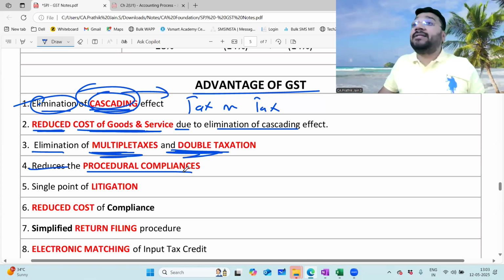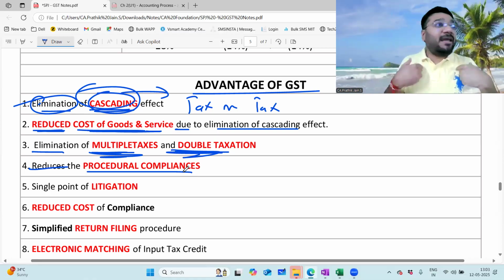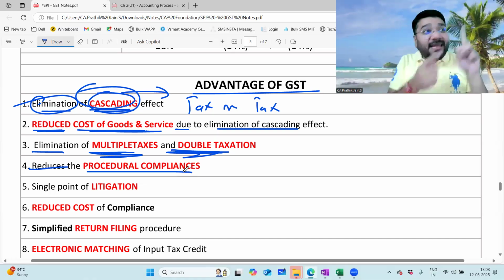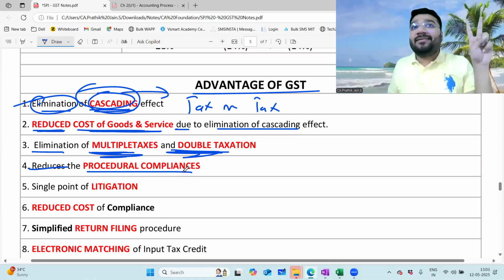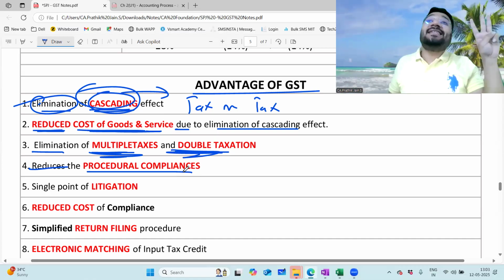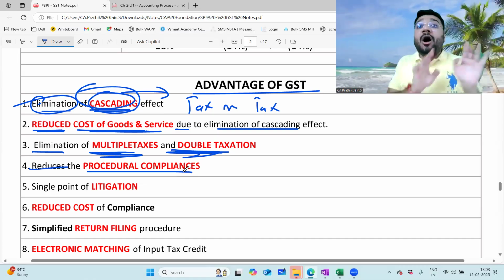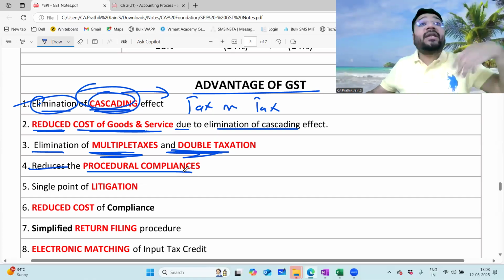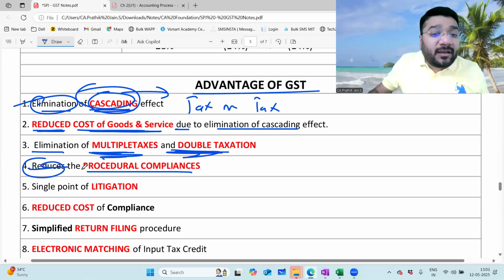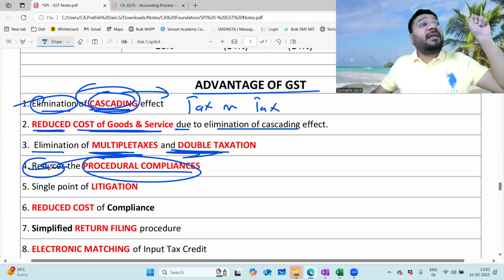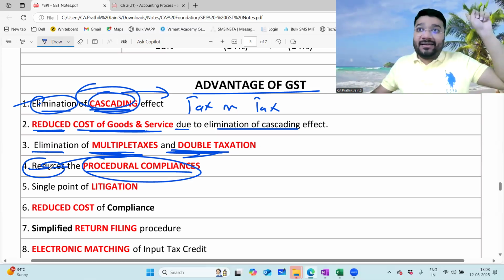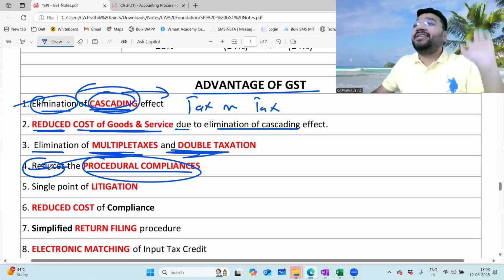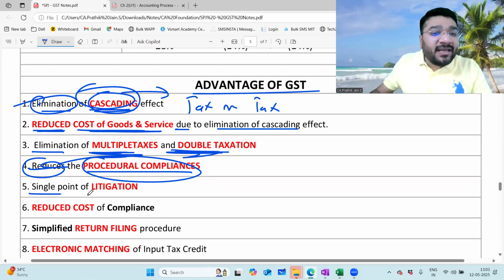Reduces procedural compliance. In old regime, if I was a tire manufacturer, on manufacturing I have to pay excise duty. Selling in the state of Tamil Nadu, I have to pay VAT. Other than Tamil Nadu, CST. If I'm doing service tax, how many times I have to file the returns? 4 times. Procedural compliance was very complex. Now it reduced my compliance procedure. Where I was filing 4 to 5 returns every month earlier, now I'm only filing 1 return, which is GST return.